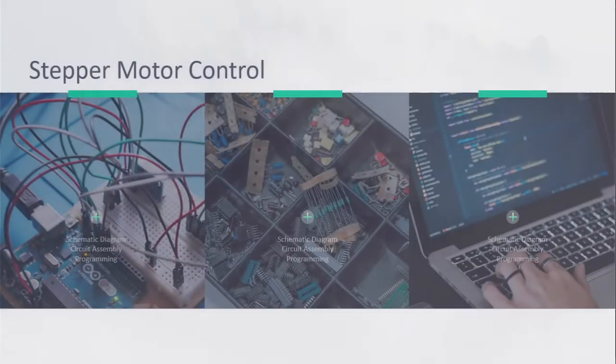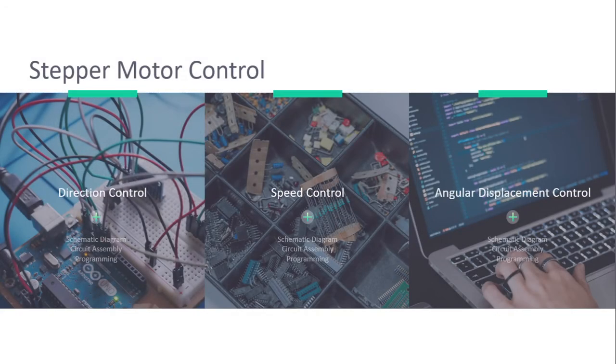Alright. So, for this experiment, we will have three main parts: the direction control, speed control, and the angular displacement control, all of which have a schematic diagram, circuit assembly, and programming. But for the last part, we will have an additional part which will be for our user interface and the combination of all these three.